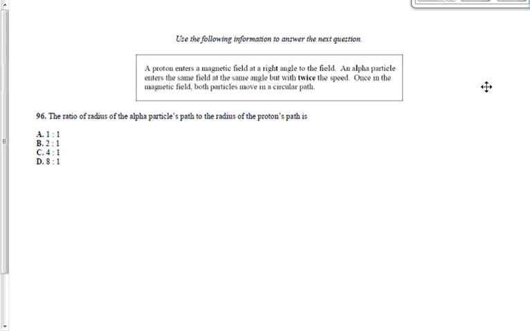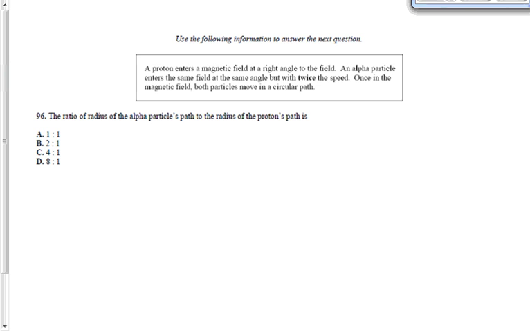To start off the day by doing a multiple choice question here, I'd like you to take a look up at the board. Question 96 in your booklet asks you to find a ratio of the radius of an alpha particle's path to the radius of a proton's path. Let's see what you can do with that. Don't bother submitting that one. We'll just do this one and take a look at it as a class in about 3 or 4 minutes. Okay, see what you can do here now.